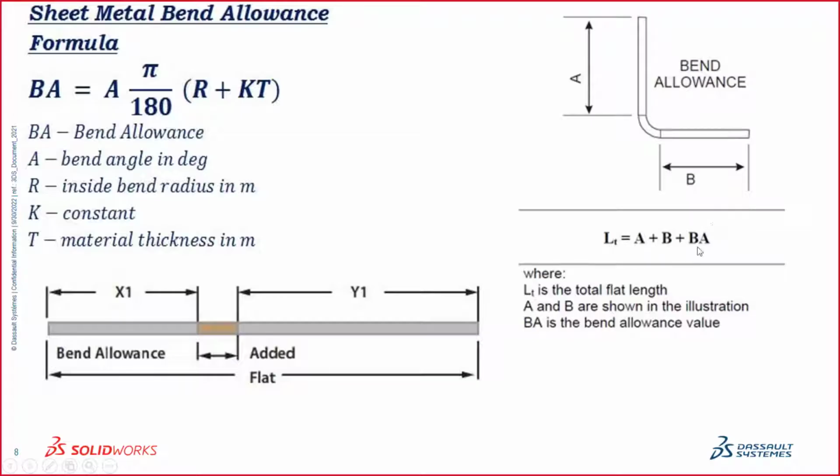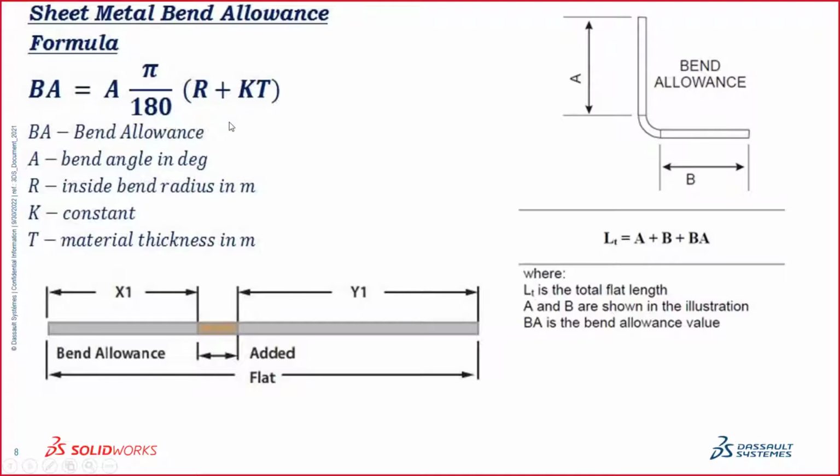Now, how to calculate this? We have the standard formula for that. Bend allowance is equal to A, which is the bend angle, which we're going to consider here. It is 90°, times pi by 180, into bracket R, where R is the inside bend radius. So this is the radius we're going to consider. And K is the constant.